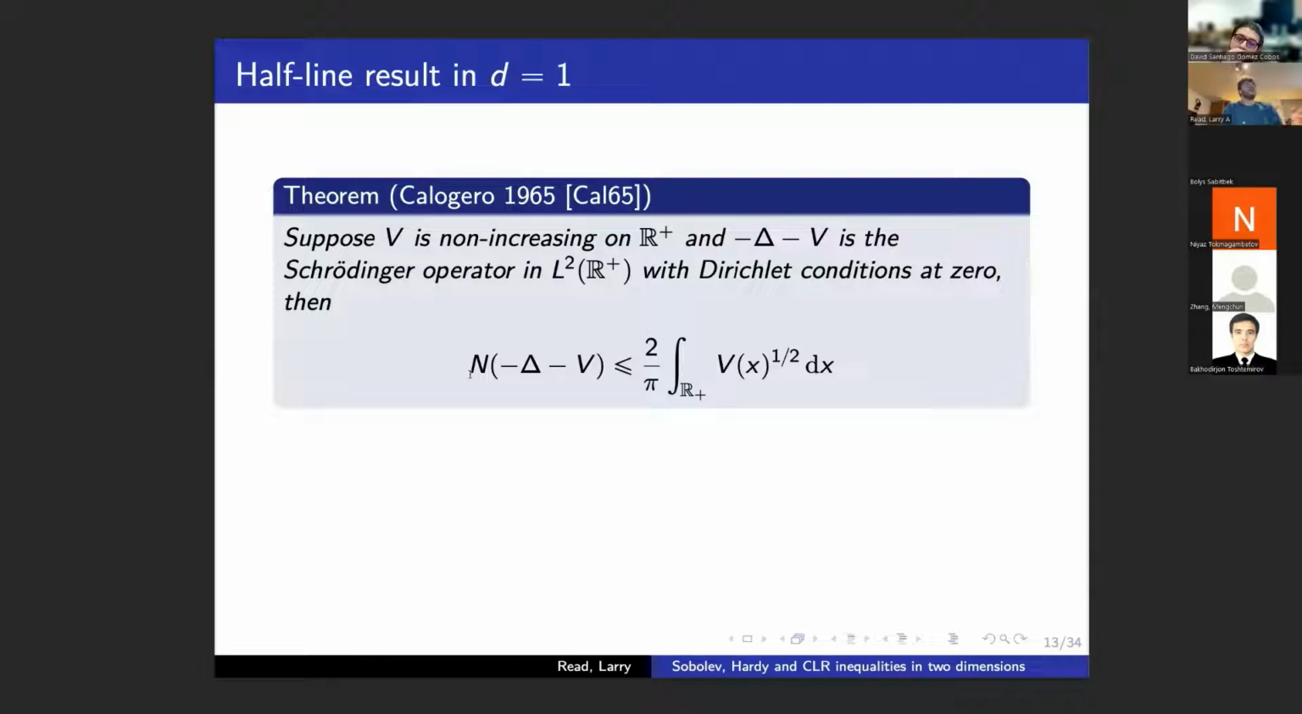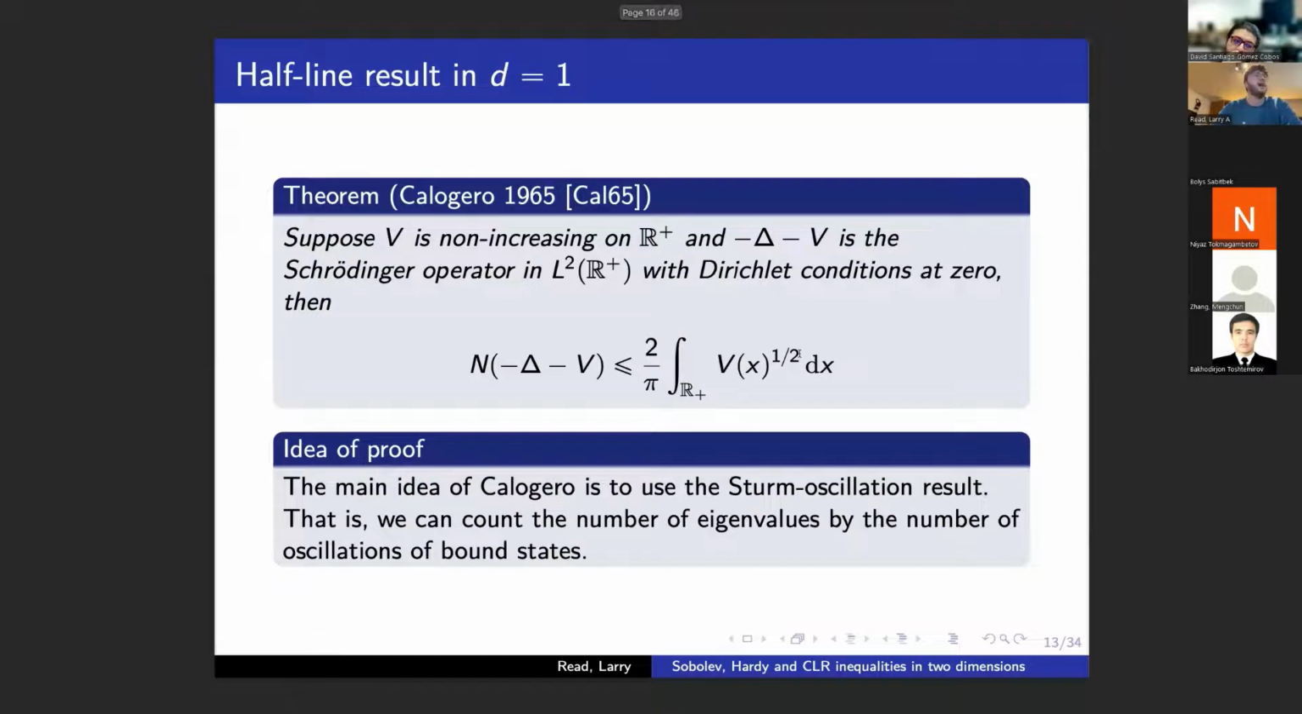In particular, this result by Calogero in 1965 says that if you consider V to be some non-increasing potential on the half-line, and you consider the Schrödinger operator with potential V on the half-line with Dirichlet boundary conditions at 0, then the number of negative eigenvalues is bounded from above by this integral here, which has exactly the right exponent for V. And the main idea of the proof in this case is using the Sturm oscillation theorem, that is, the number of oscillations of bound states corresponds to the number of negative eigenvalues.